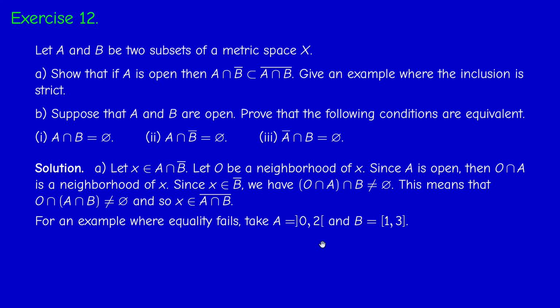Okay, so here we took two overlapping sets. Their intersection is not empty. Because of course, if the intersection is empty, then we have equality. If A intersected with B is empty, this is empty and this is empty.